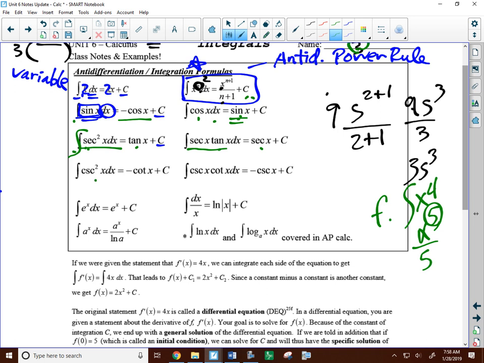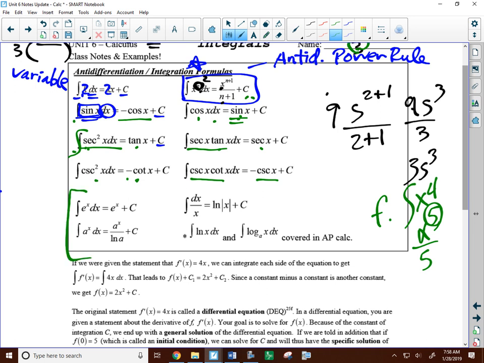The antiderivative of cosecant squared is negative cotangent. The derivative of cotangent was negative cosecant squared. Again, this is where the sign changes. Same with the sign on this one. The derivative of cosecant was negative cosecant cotangent. So the antiderivative of positive cosecant cotangent is negative cosecant x. Now that's all I have for the trig ones.